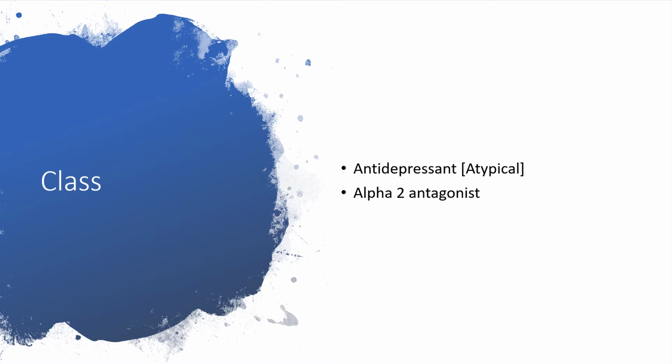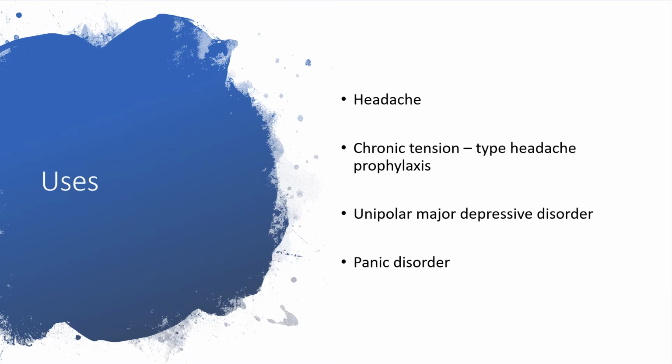Mirtazapine belongs to the class of medications known as antidepressants, and to be specific, it is an atypical antidepressant, just like bupropion. It's also an alpha-2 antagonist. Uses: we can use mirtazapine to treat headache, and in chronic tension-type headache, it could be used for prophylaxis. In unipolar major depressive disorder, mirtazapine will be helpful, and also in panic disorder.